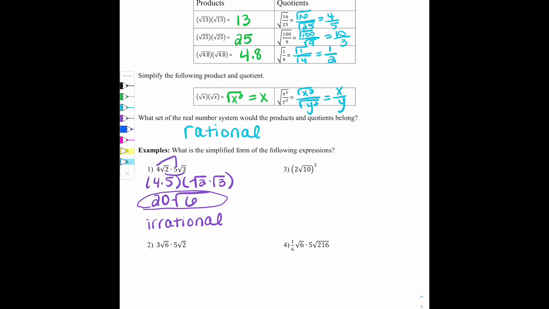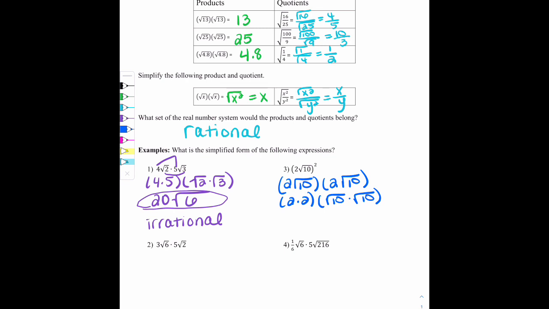All right, let's look at number 3. We have 2 square root 10, but then squared. So let's think about what this really means. That means our base is 2 square root 10, and we are going to multiply it by itself 2 times. That's the meaning of the exponent. So 2 square root 10. So again, do the things that are similar. That means we've got 2 times 2, and then we've got square root 10 times square root 10.